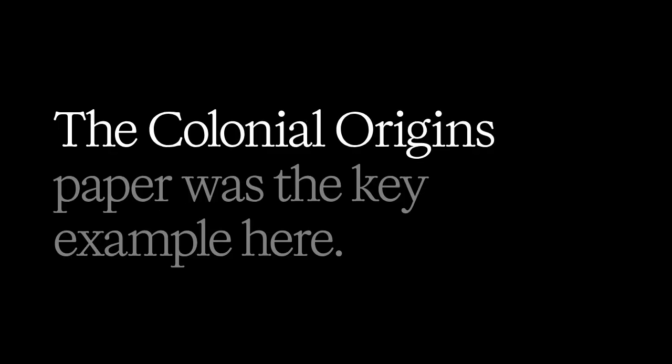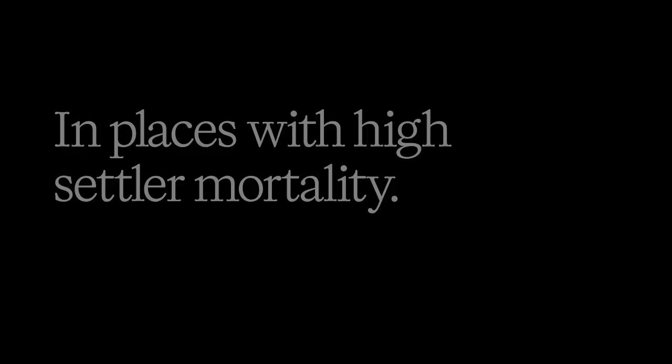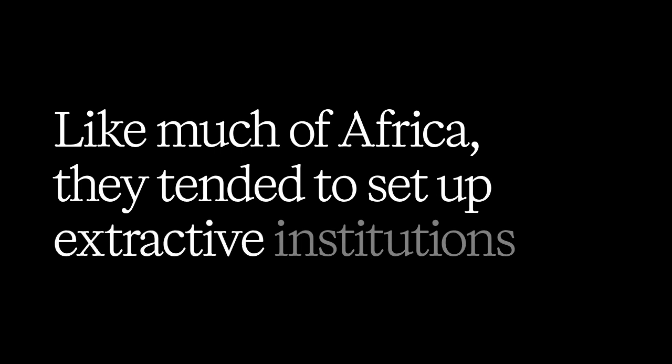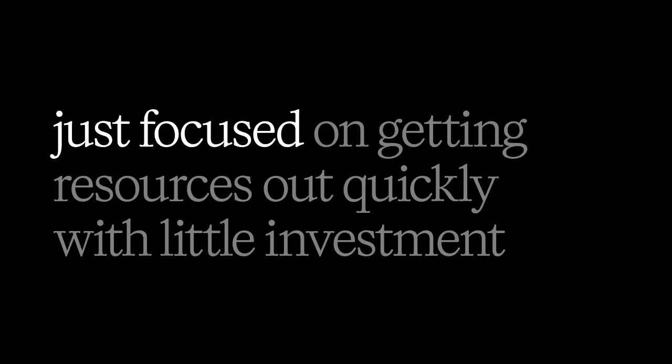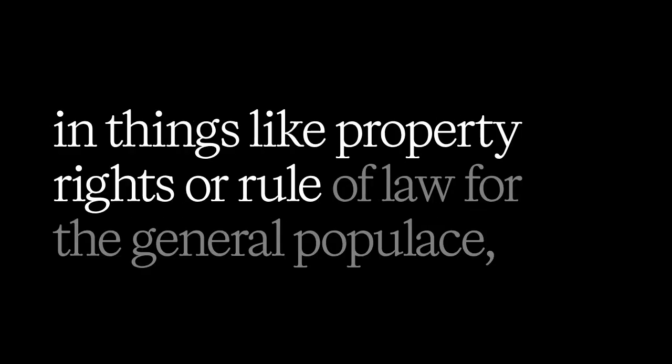The Colonial Origins paper was the key example here. Yeah. Acemoglu and others. Yes, that's a classic. They argued that the type of institutions European colonizers set up depended heavily on whether Europeans could actually settle there comfortably, based on disease and mortality rates. Exactly. In places with high settler mortality, like much of Africa, they tended to set up extractive institutions just focused on getting resources out quickly, with little investment in things like property rights or rule of law for the general populace. Because they didn't plan to stay.